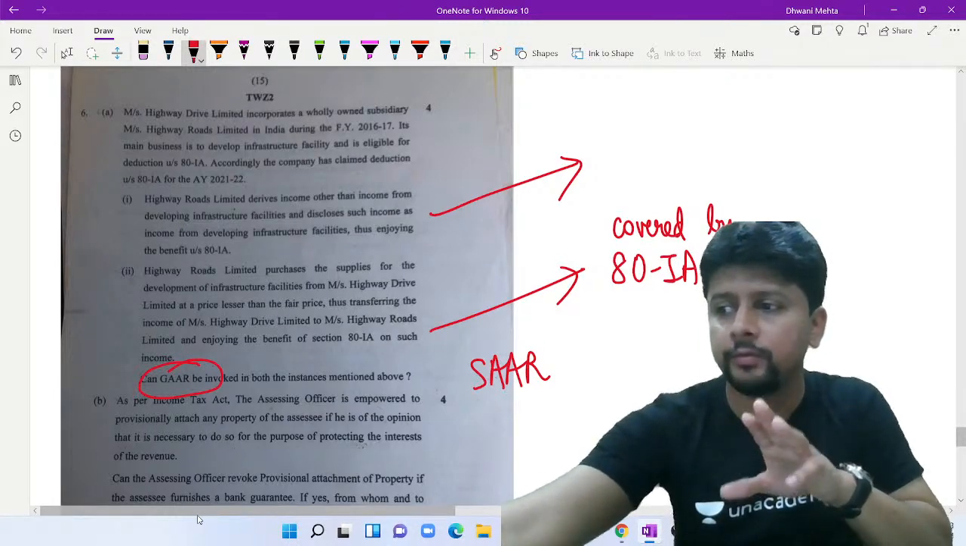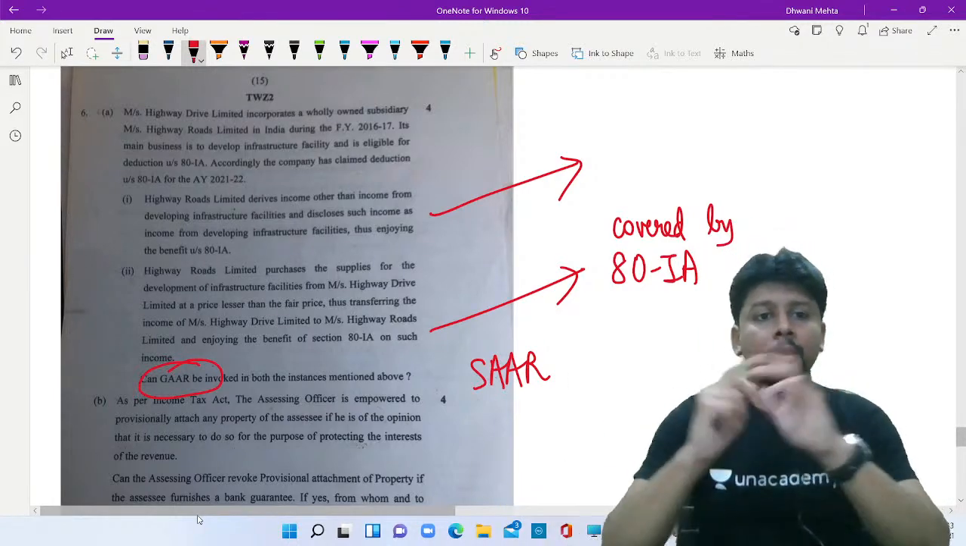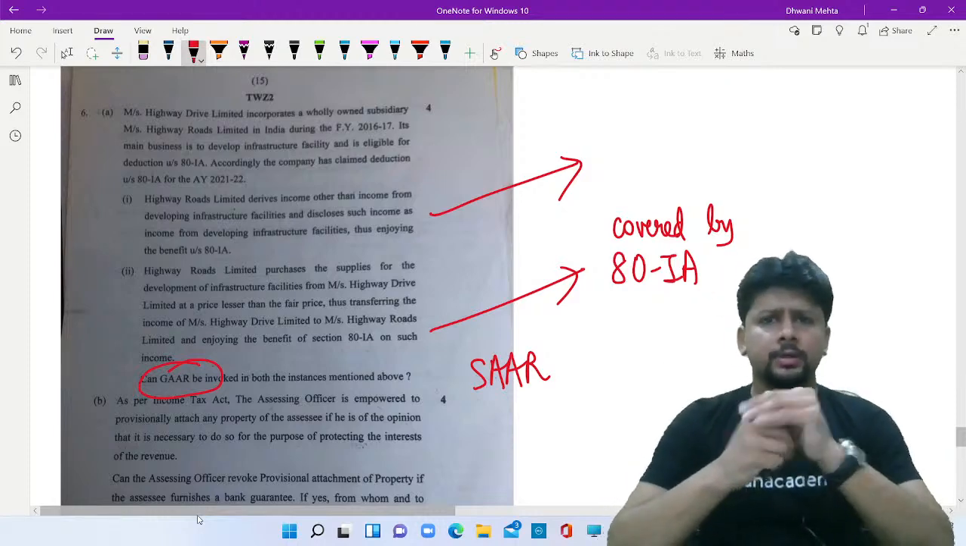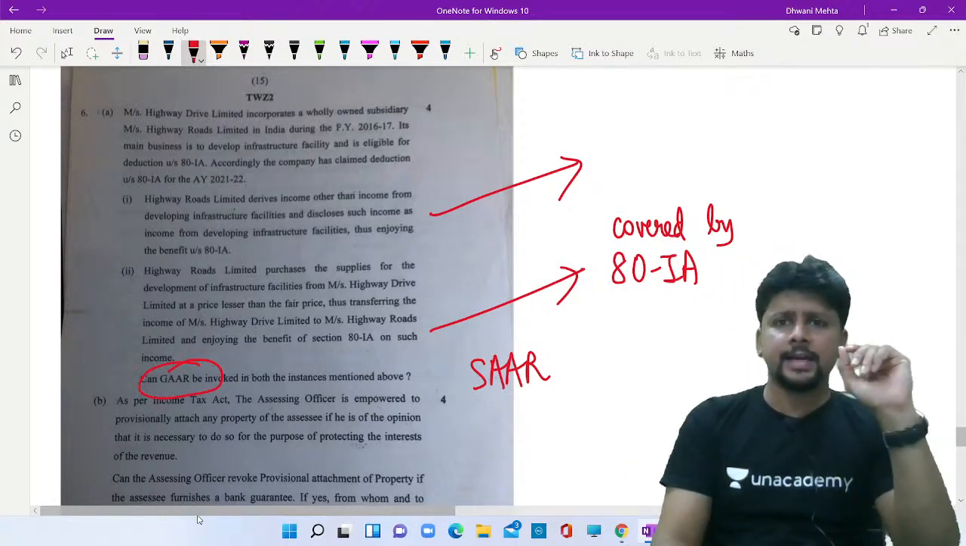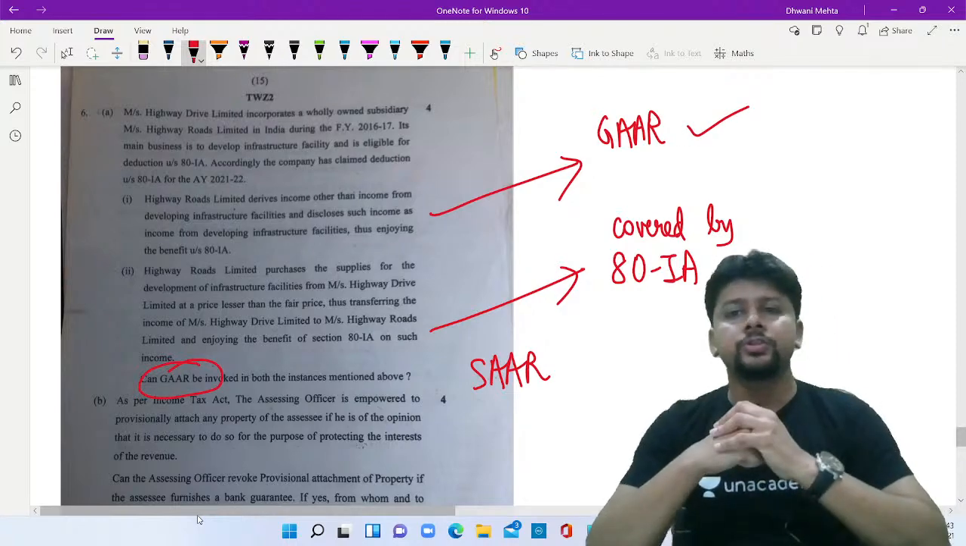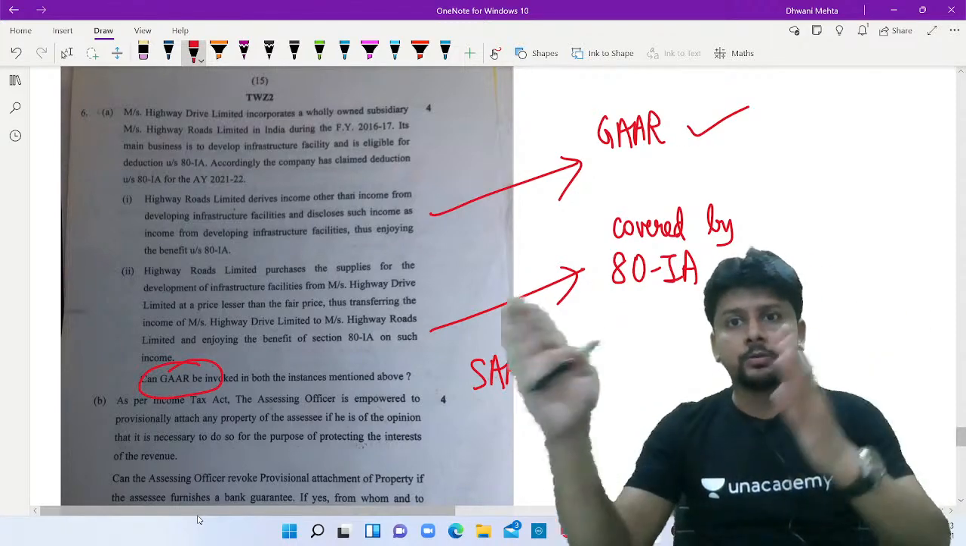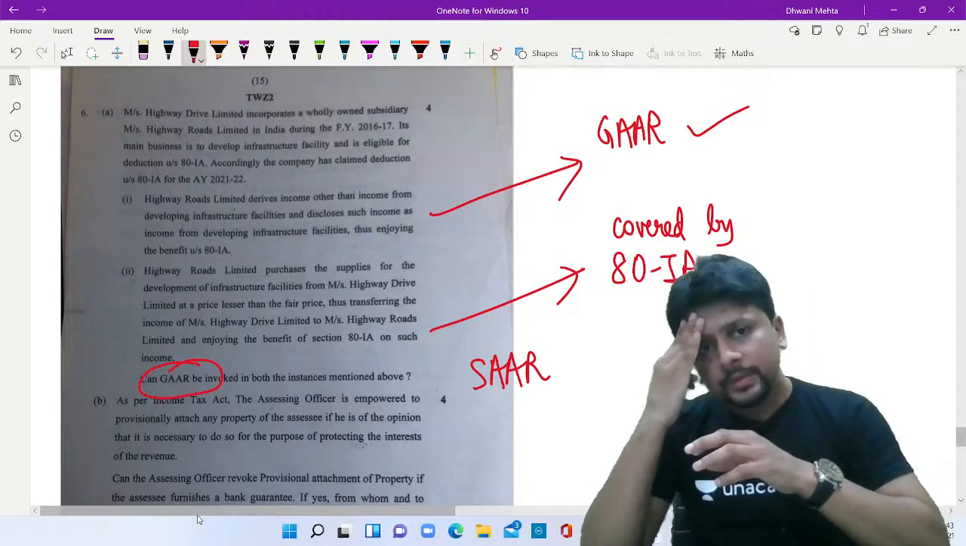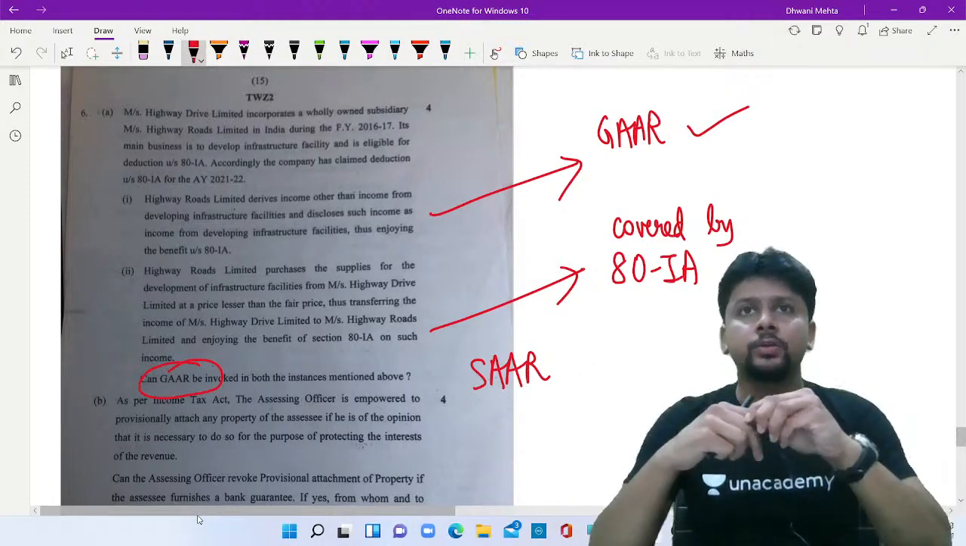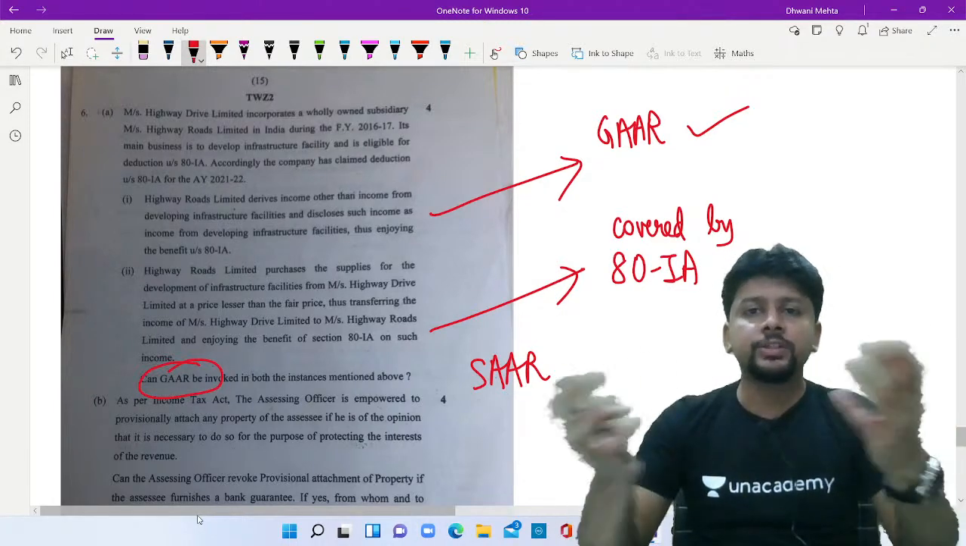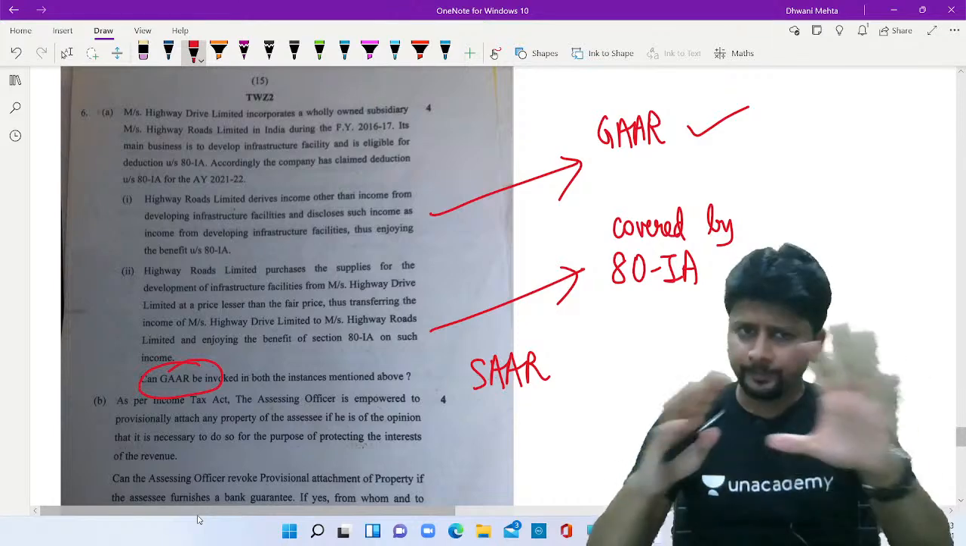General anti-avoidance rule will not be applicable, whereas the first adjustment was such that it is nowhere covered under GAAR. So this is where you could have answered that general anti-avoidance rule will apply subject to conditions getting satisfied, that the intention is to take a tax benefit, abuse or misuse the tax benefit provided.